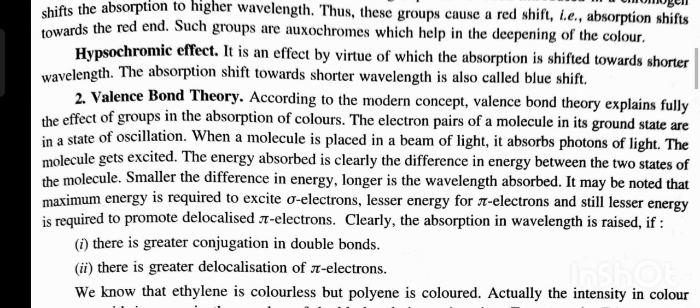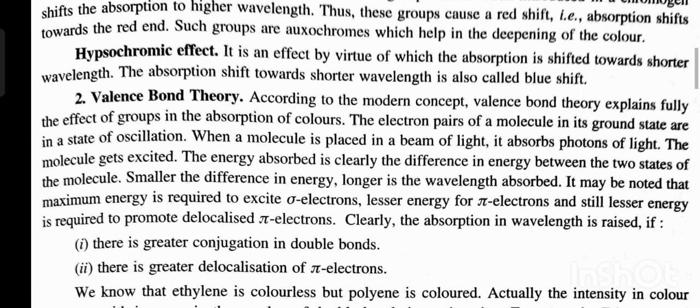Valence bond theory. According to the modern concept, valence bond theory explains fully the effect of a group on the absorption of color. The electron pairs of a molecule in its ground state are in a state of oscillation. When a molecule is placed in a beam of light, it absorbs a photon of light. The molecule gets excited. The energy absorbed is clearly the difference in energy between the two states of the molecule. The smaller the difference in energy, the longer the wavelength absorbed.